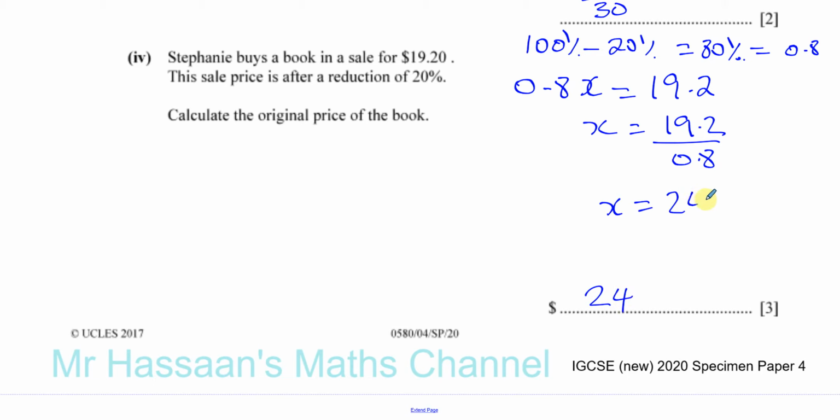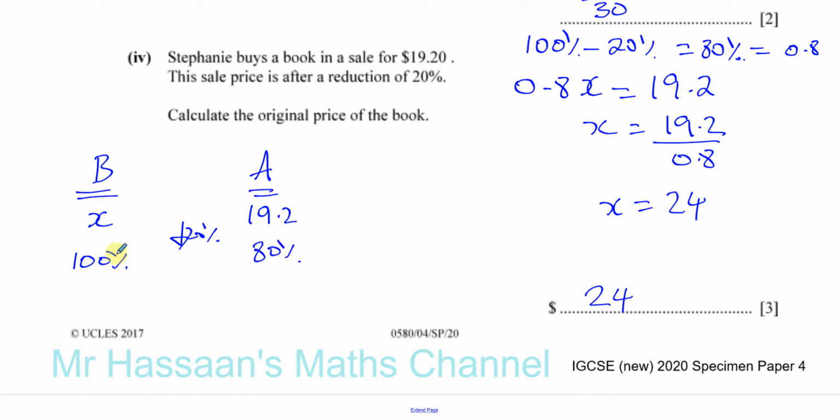Okay, another method we can use, and I like this method a lot, is before and after. It's like a visual method. So we're trying to find the price before the sale. So the price before, we're going to call it X, we don't know what it is. And we consider that the normal price, we call that 100%. And the price after the sale, we know it's 19.2. And we know that this is a reduction of 20%. So this means that this is 100 minus 20, which is 80% of what it was.